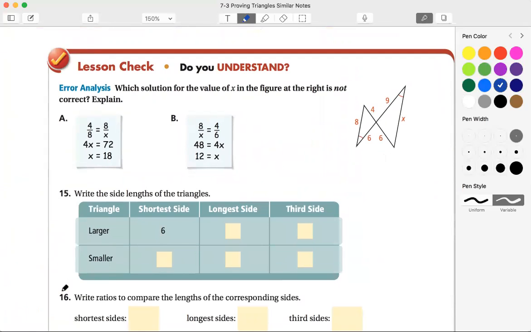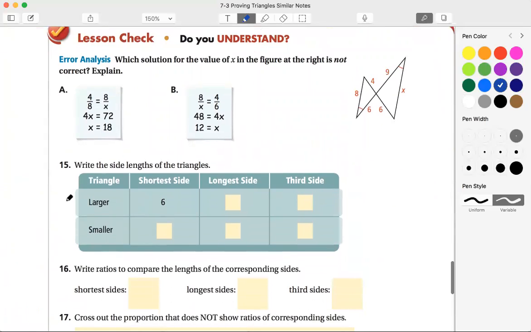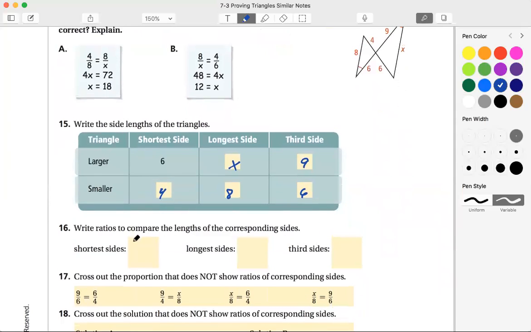Error analysis. Which solution for the value of x in the figure below is not correct? Is it A or B? Let's see which one's not set up correctly. What's the shortest side in the larger triangle? 6. What's the longest side? x. And the third side is 9. In the smaller triangle, 4 is the shortest side, 8 is the longest side, and 6 is the one in between. Comparing the ratios, 6 goes to 4, x goes to 8, and 9 goes to 6.